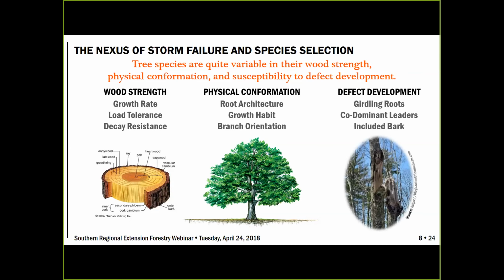And the final characteristic that I want to talk about here that relates to storm failure vulnerability is the propensity of certain species to develop defects. In particular, the ones that we find often predisposing trees to failing are girdling roots, codominant leaders, and included bark. We have quite a bit of information and knowledge about which species are likely to develop these defects, and therefore we want to take precautions in possibly planting them into our urban forest.